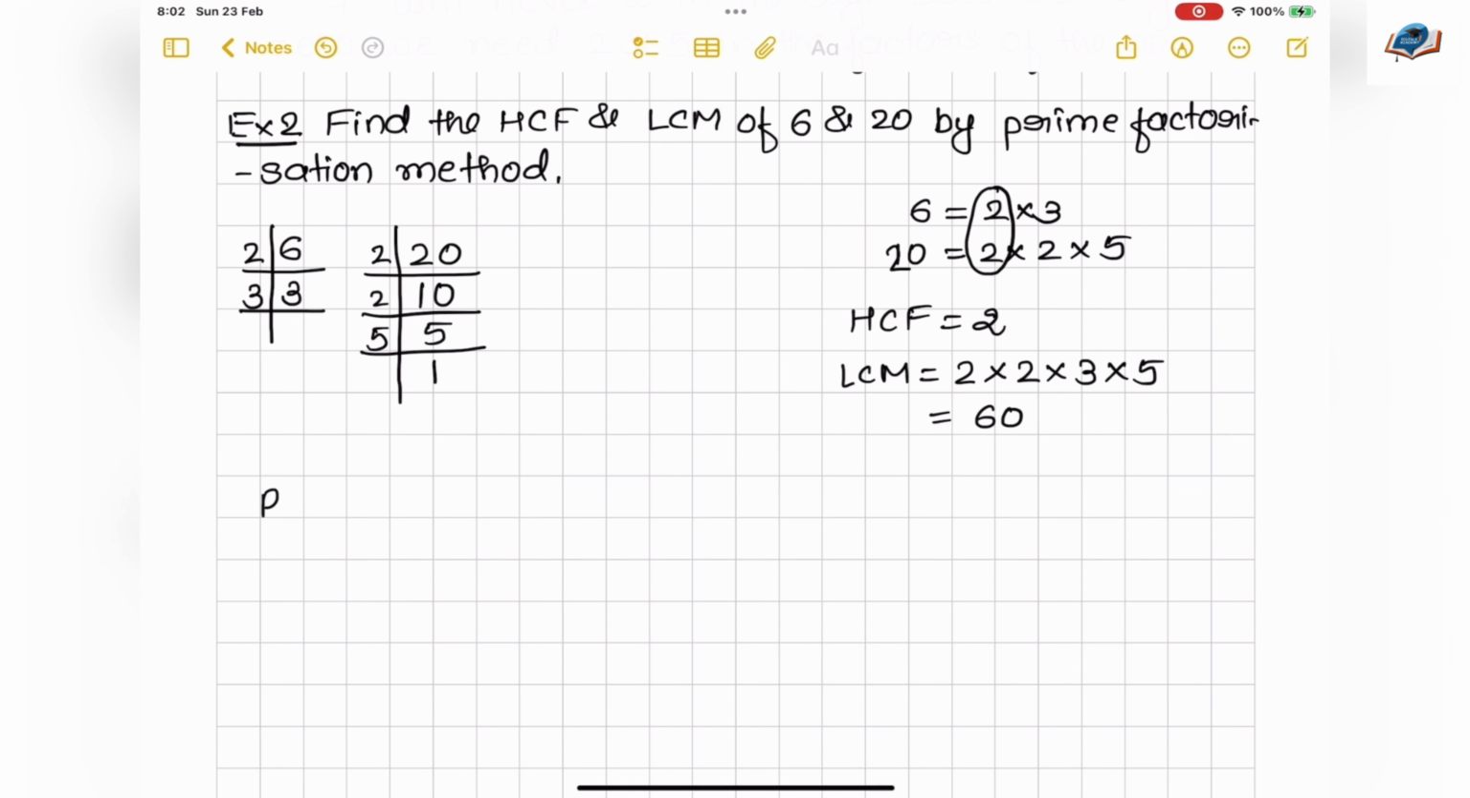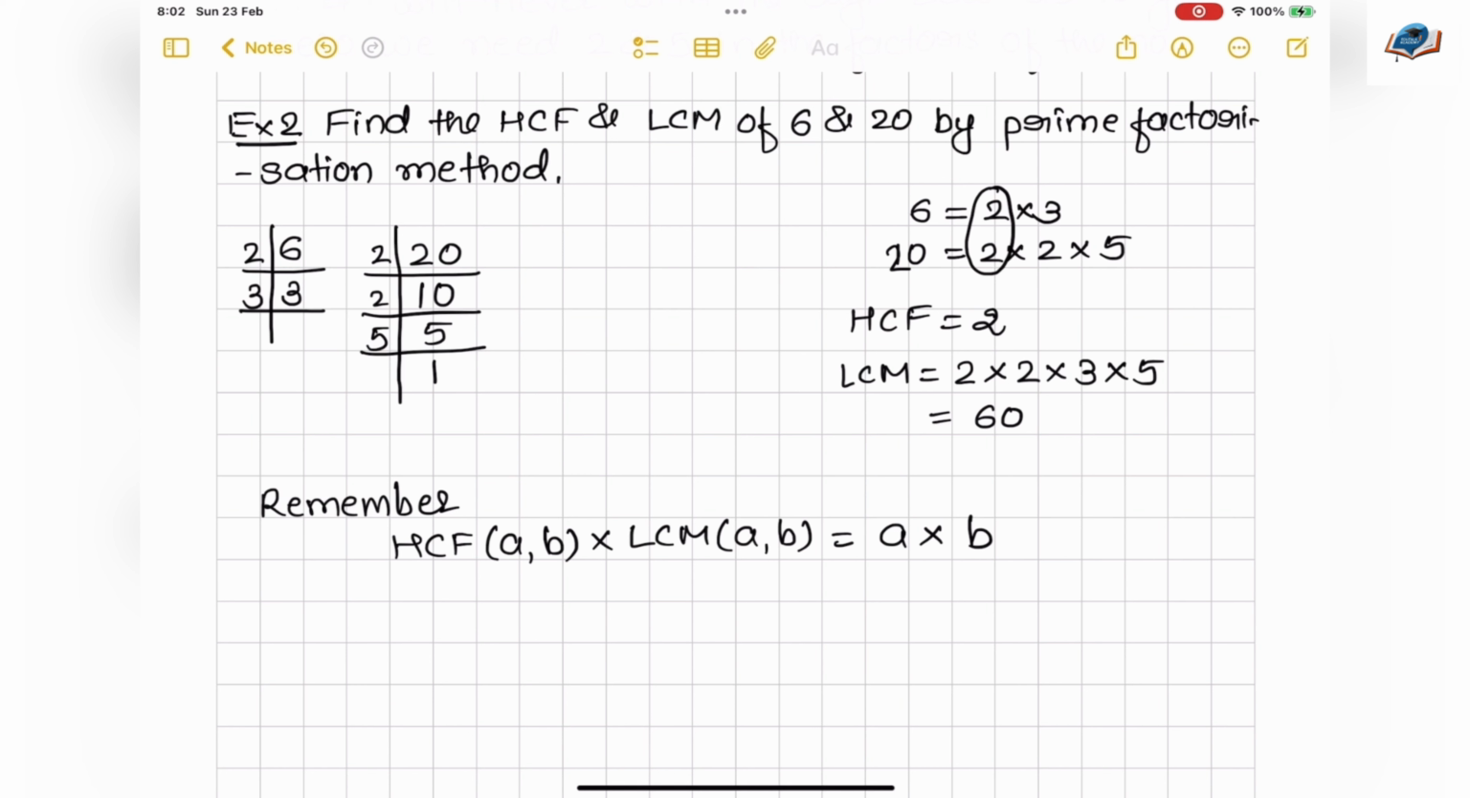Also remember, HCF of A comma B into LCM of A comma B, where A comma B are the numbers which are given to us, will be equal to the product of the numbers, that is A into B. If I want to prove this, I can prove it with this sum only.